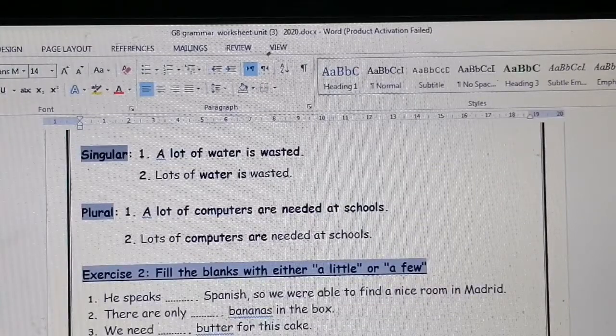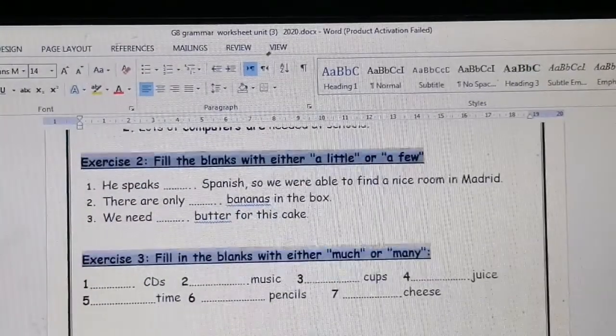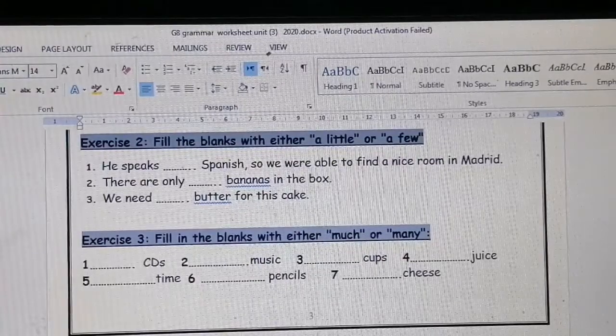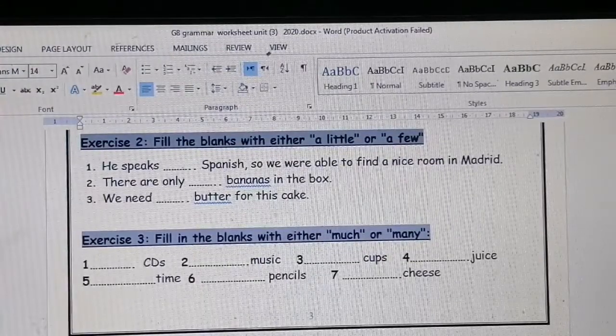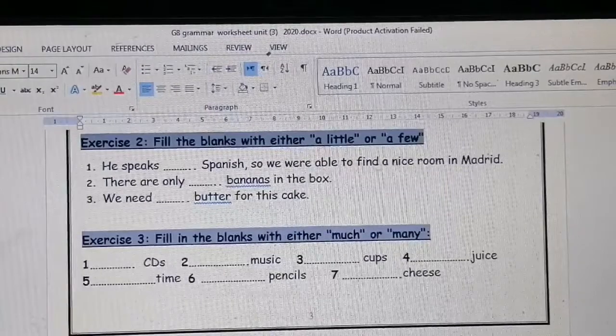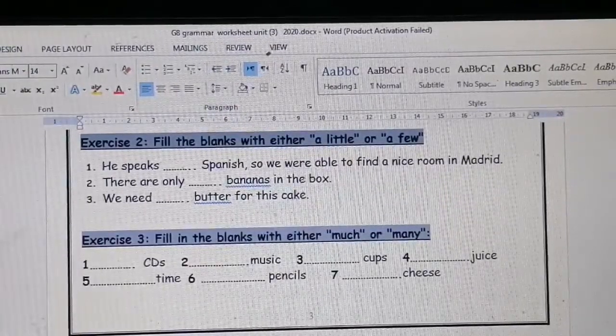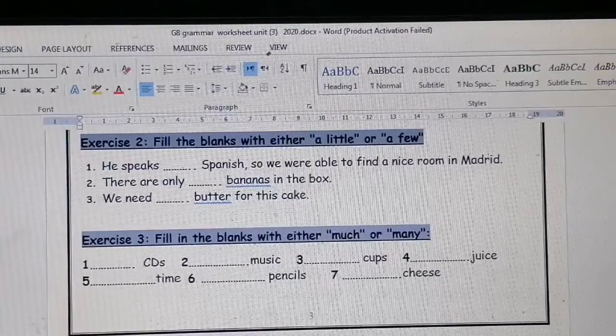Okay? Exercise 2. Fill in the blanks with either a little or a few. Number 1: he speaks Spanish, so we were able to find a nice room in Madrid. A little or a few? Do you think Spanish, a language, is countable? I think it's an uncountable noun, so we write: he speaks a little Spanish, okay?